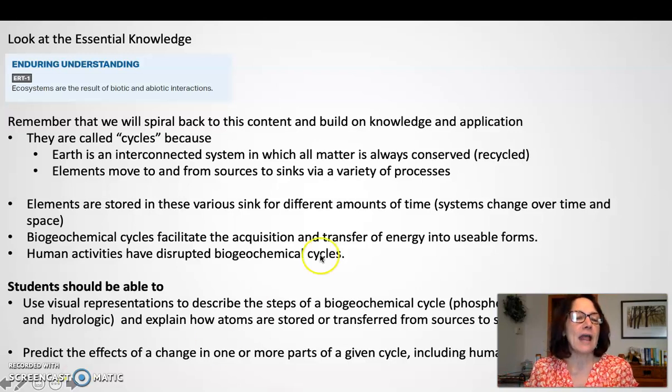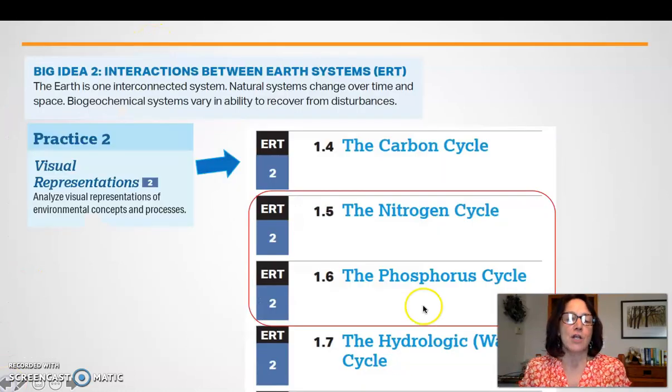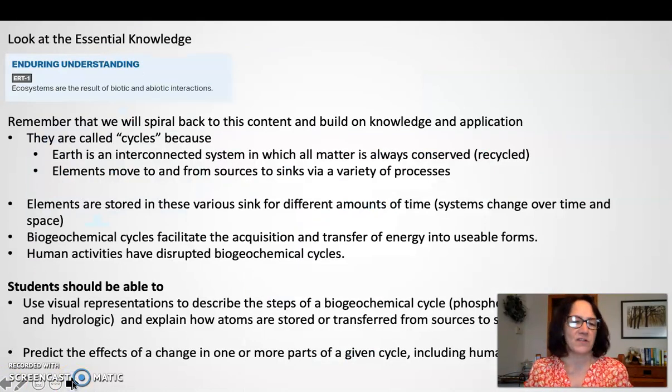So as you look at the specific essential knowledge statements in each of your specific topic pages for 1.5 and 1.6, they look very similar. Think about the big idea and this enduring understanding, this really big takeaway. And that's what we want students to be able to understand in this first unit where we introduce biogeochemical cycles.